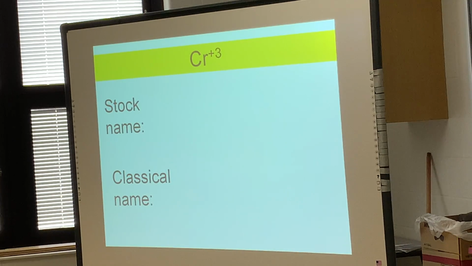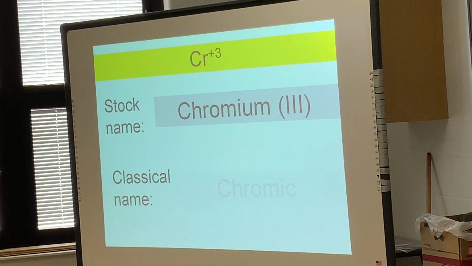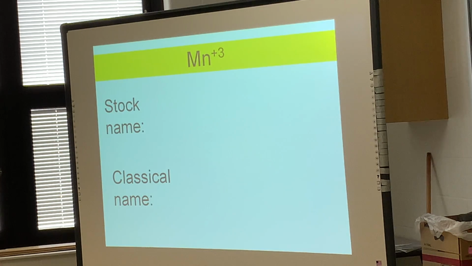What are the two charges for chromium? 2 and 3. So this is the higher one. Which one is it? Chromic, or chromium 3. Two charges for manganese? 2 and 3. So the higher one, so this is manganic, or manganese 3.